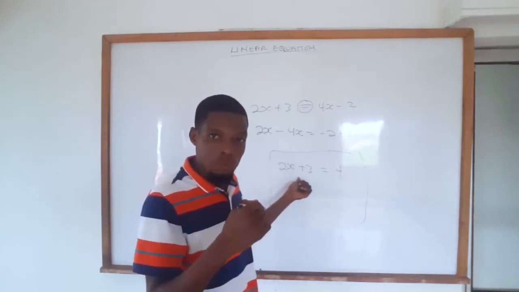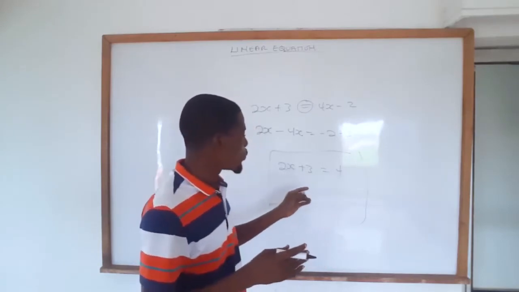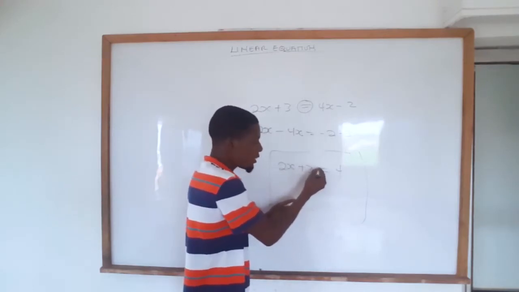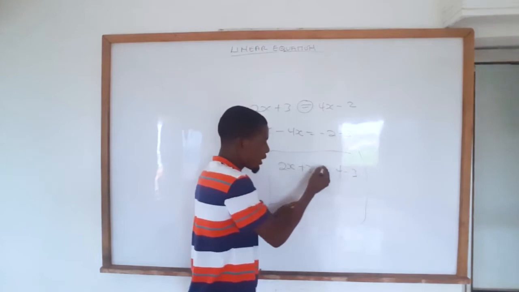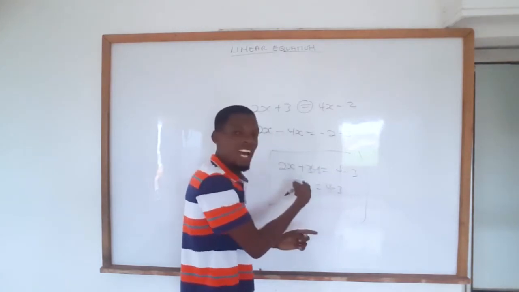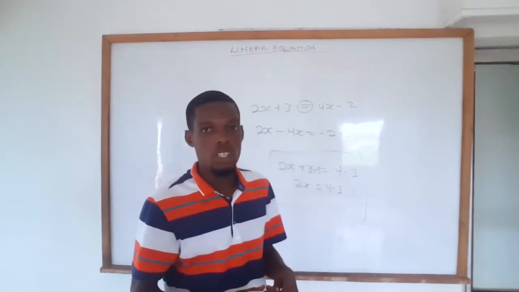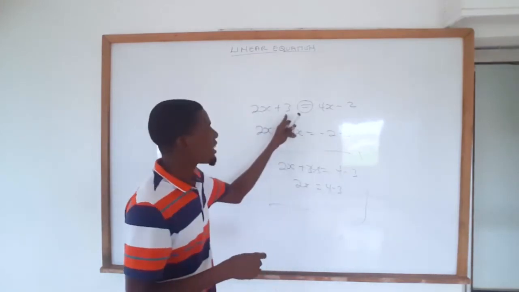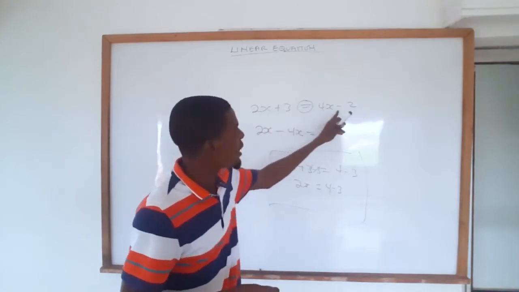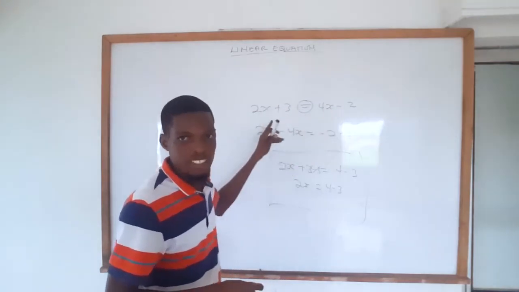Originally, the right thing I'm supposed to do is, because I want the 2x to stand alone, I have to subtract 3 from both sides, so that this will cancel this. So I'll get 2x equals 4 minus 3. This is how it's actually supposed to be. Are you getting it? So for instance, here, I should have subtracted what? 3 from both sides.